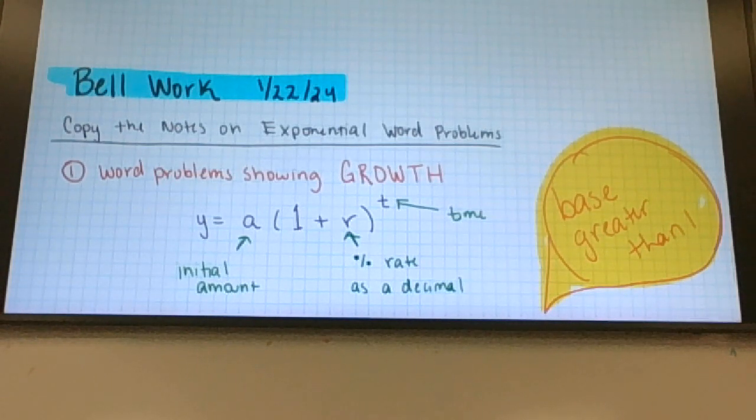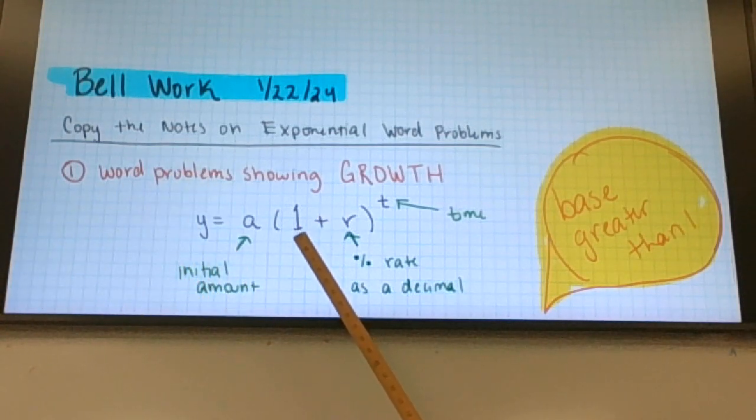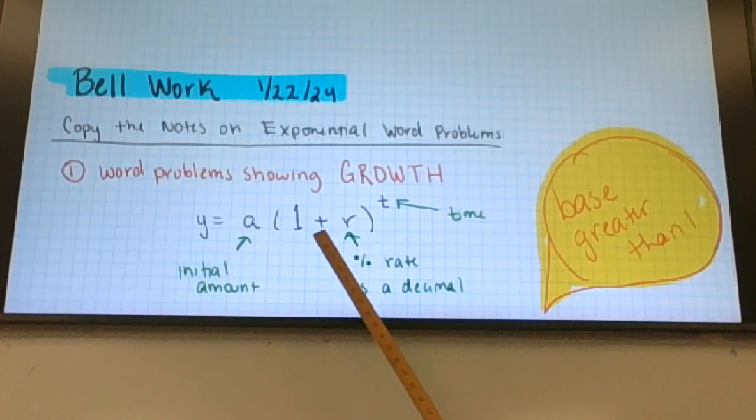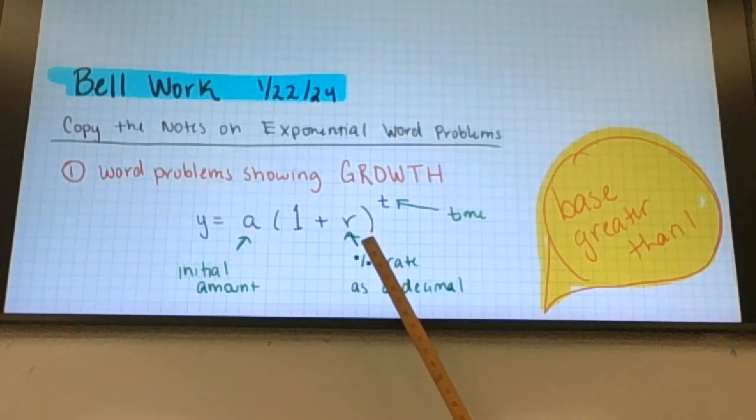So the whole day is word problems. Here is our equation for growth. The initial amount is signified by this letter A. That's nice because A is the first letter of the alphabet. Initial amount, A. There's always a 1 for a growth or an increase. You do a plus sign, and then you put in the rate as a decimal. And the exponent is the amount of time that goes by.